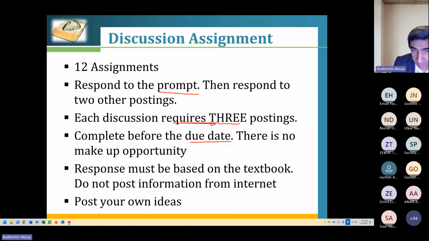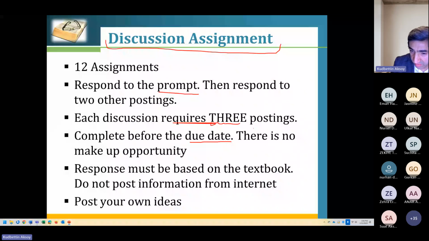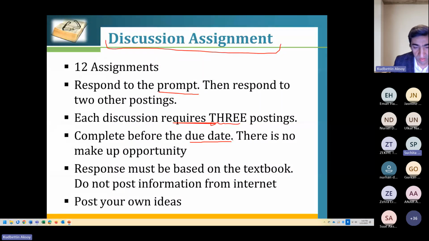This is crucial. This is the only kind of assignment, the discussion assignment, that you can't make up. Think of it as classroom attendance. When you go to class, you are present. If you miss the class, you miss. People don't go back and read the discussion assignments later. So I encourage you to start working on them on Wednesday, Thursday, and don't leave it to the last minute.